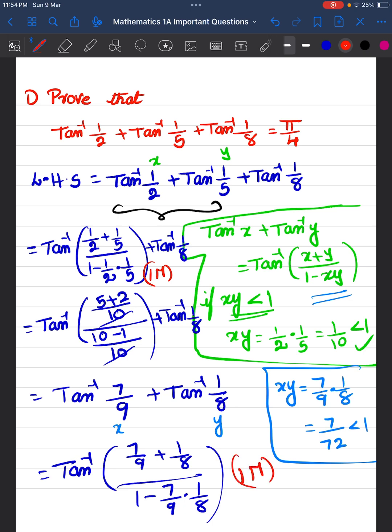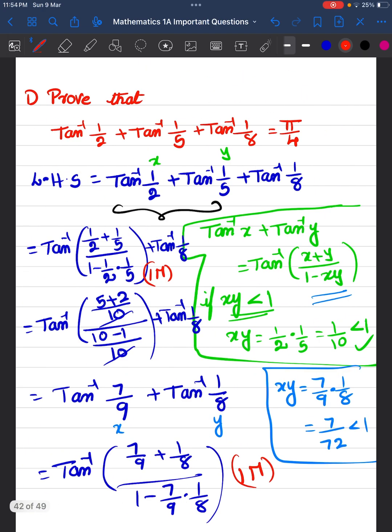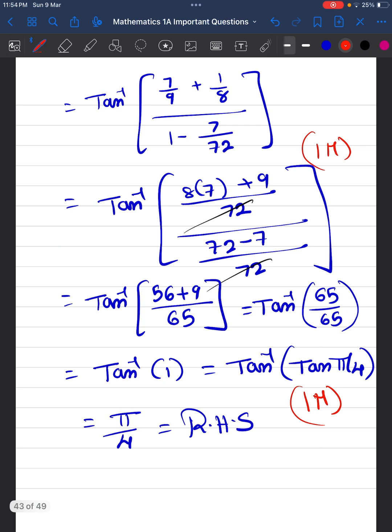2 marks we got up to here. And for simplification like this, here 1 mark, and the conclusion also 1 mark. Total 4 marks are distributed. So for applying the formula only, you are getting 2 marks, and again for simplification 2 more marks.